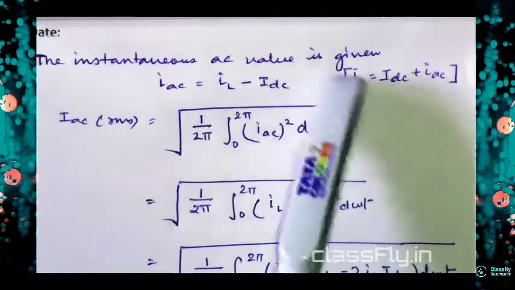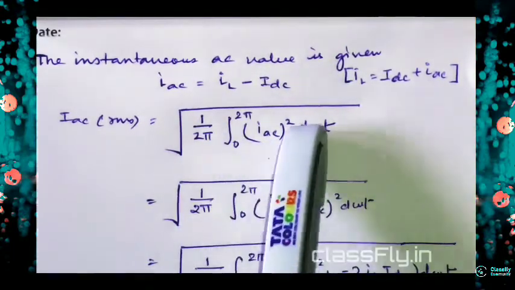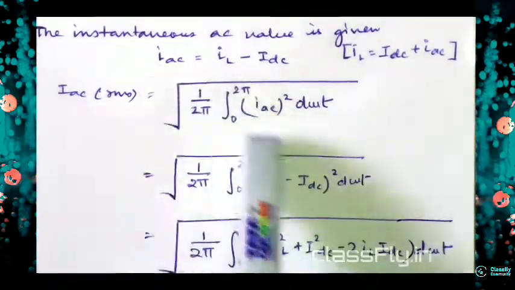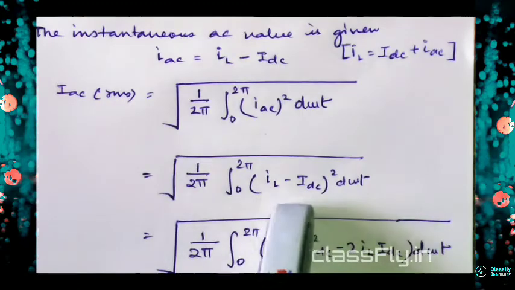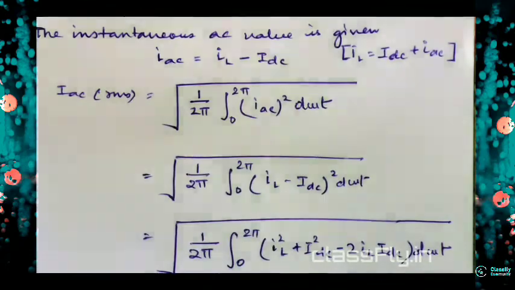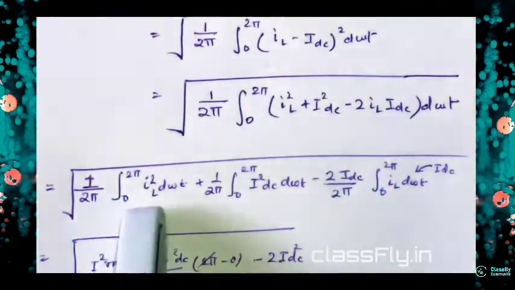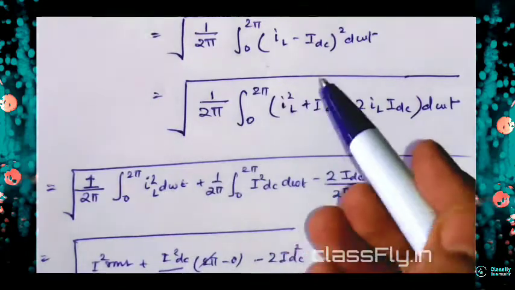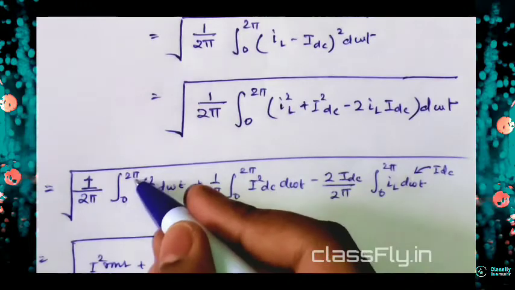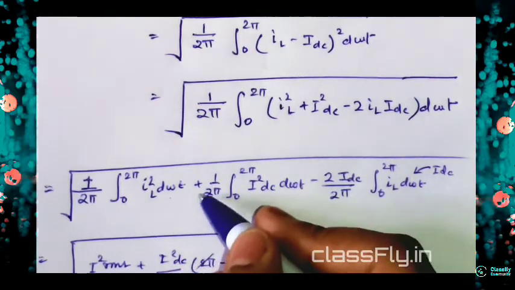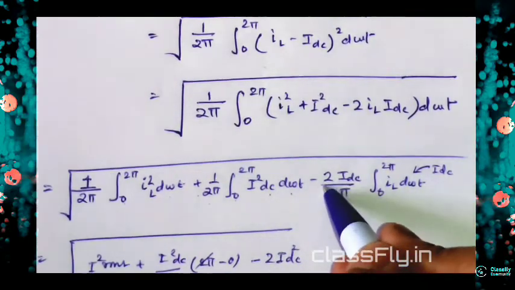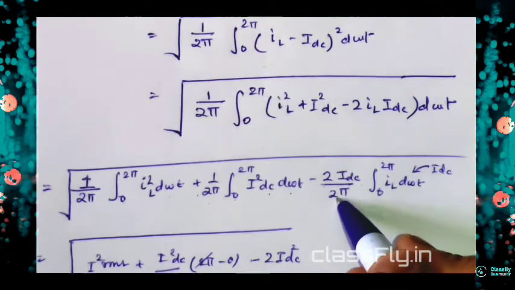RMS means root, mean means average, and square. So we are finding i_AC squared. For i_AC we put i_L minus I_DC here, and we know that (A minus B) squared is A squared plus B squared minus 2AB. Now when we do the integration, that is 1 by 2 pi, we do it part by part. So 1 by 2 pi integral from 0 to 2 pi of i_L squared d omega t, plus 1 by 2 pi integral from 0 to 2 pi of I_DC squared d omega t, minus 2 I_DC.